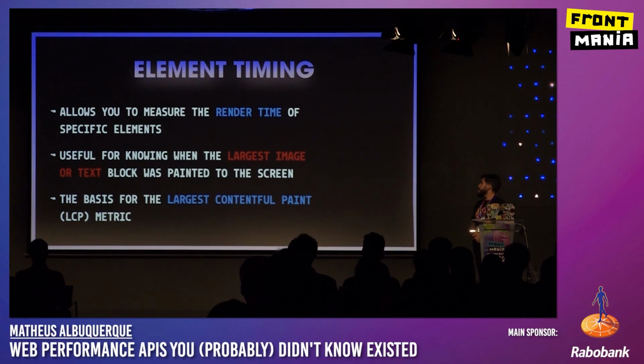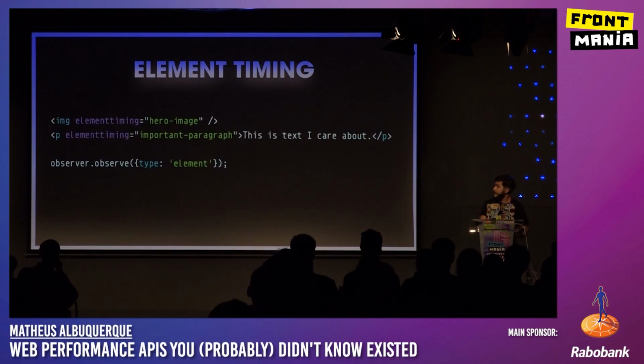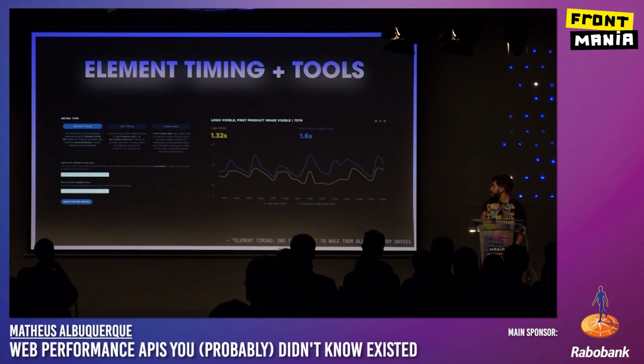The second thing is element timing. As the name suggests, it has to do with the render time of the elements. And it's the basis for one metric that you've probably heard of in Lighthouse called LCP, or Largest Contentful Paint. And again, the API is really simple. It's just one attribute that you add to your elements, like images or texts or anything that's, for example, critical for your experience that you want to measure the timing for. And just like the previous one, it plays really well with tools, not only SpeedCurve, but anything you use as an observability tool for performance. You can track the evolution of how it's going over time.